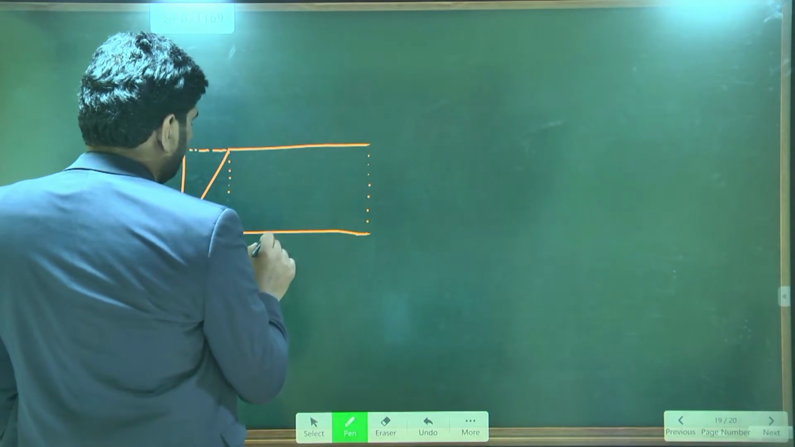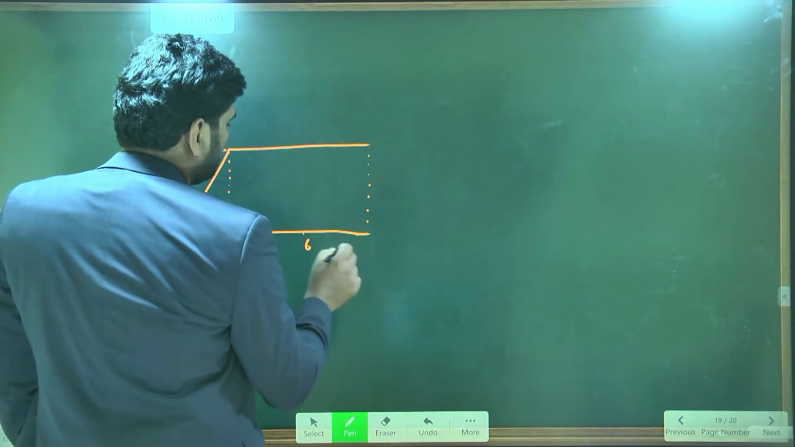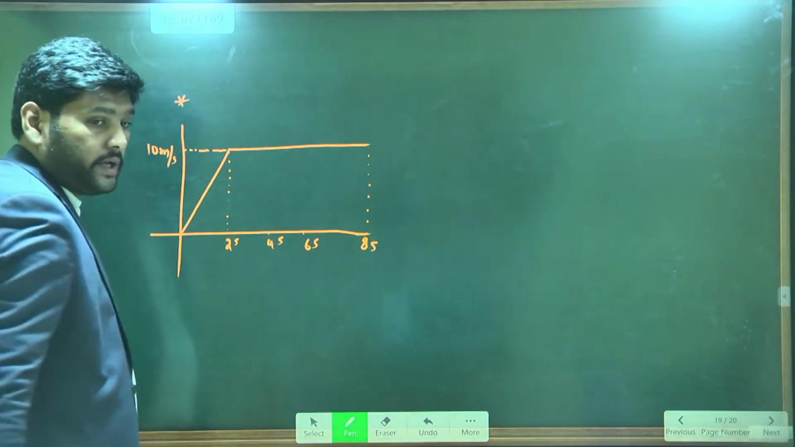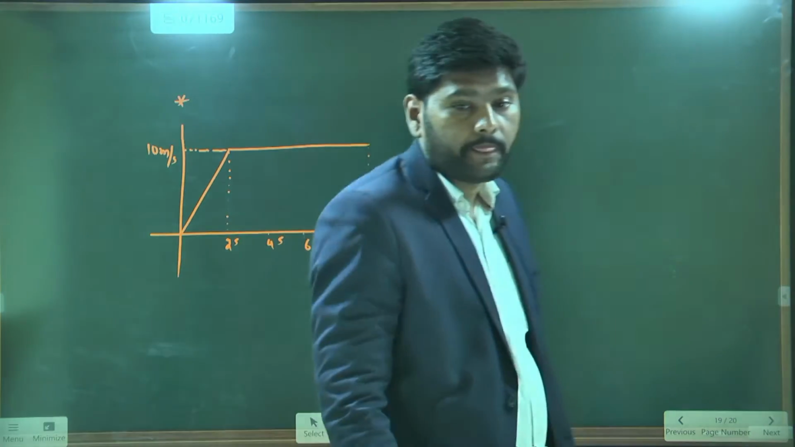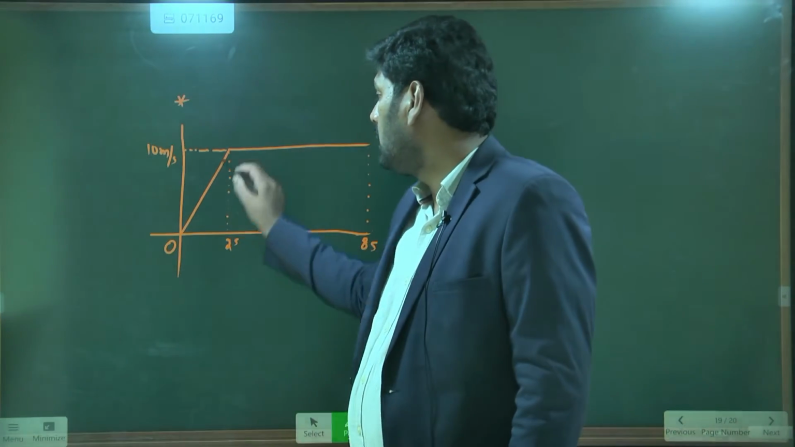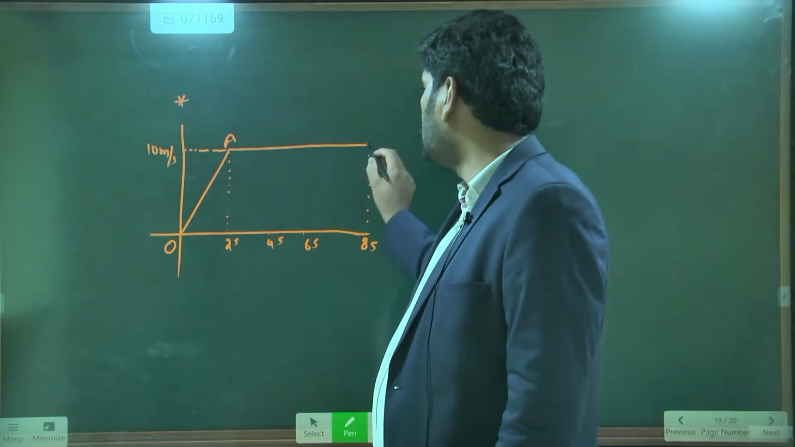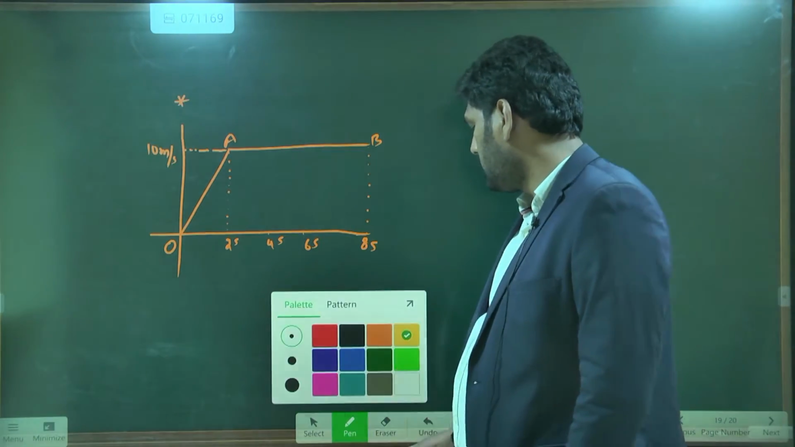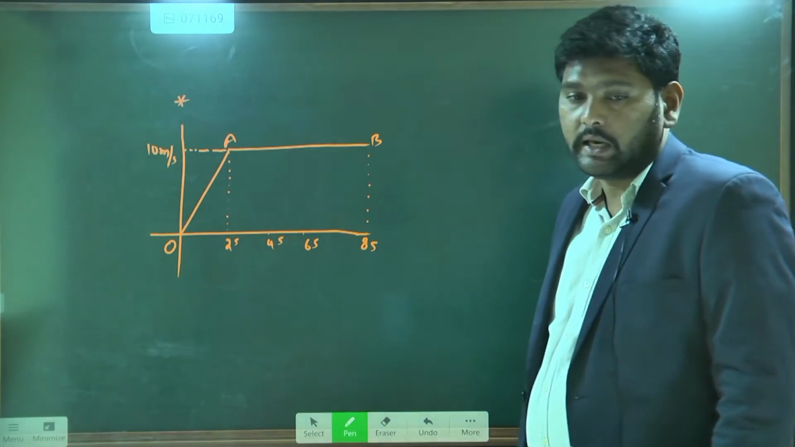This is 2, this is 4, this is 6, this you can take 8 seconds. This is the way we have the graph. And the name I will give, this is 0, this point is A, and this point is B. Understand? So this is the way the graph is.